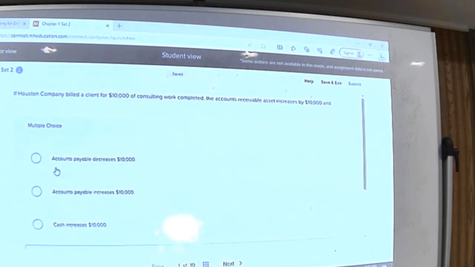Okay, people, here we have your first problem in set 2. You have Houston Company. They bill the client $10,000 for consulting work completed. Okay, that's an account receivable. So they have this $10,000 account receivable, and what else do they have?